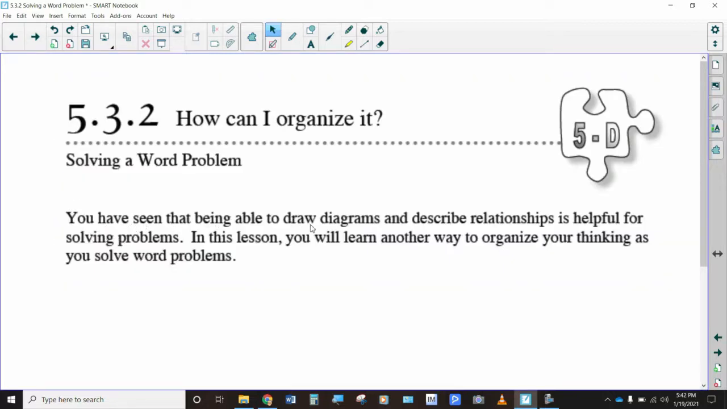You have seen that being able to draw diagrams and describe relationships is helpful for solving problems. In this lesson, you will learn another way to organize your thinking as you solve word problems. That is the 5D process. Oh, and by the way, there are some resource pages that are available on the online book. They confuse me more than help me. So you do with them what you want. If you want to print it off and try and make sense of it, go ahead. But I'm not passing them out because I would rather you just copy what I do in your journals. I think it'll make a lot more sense.